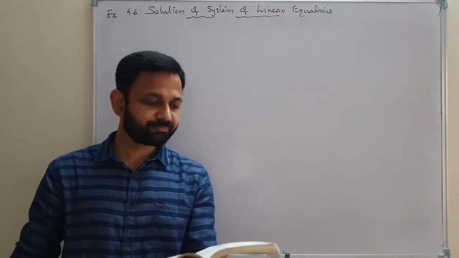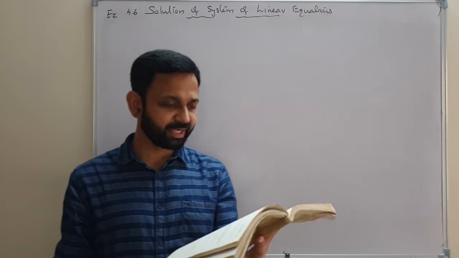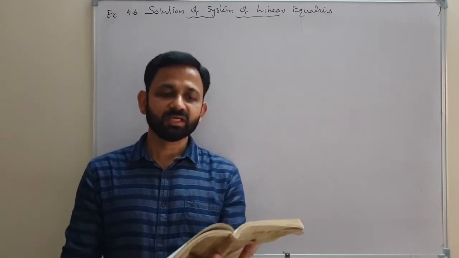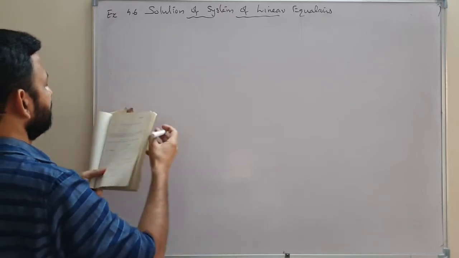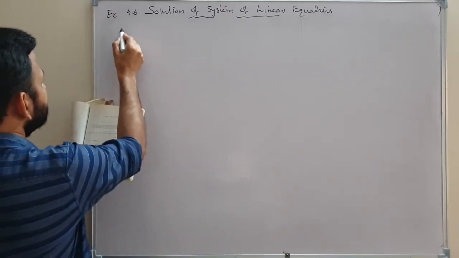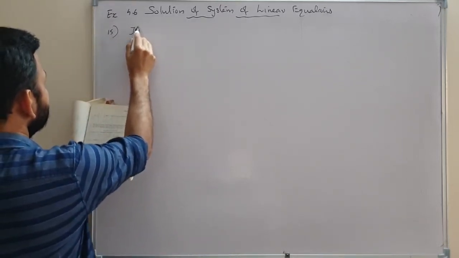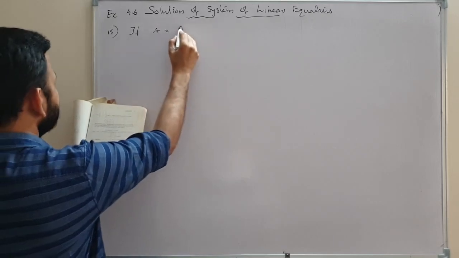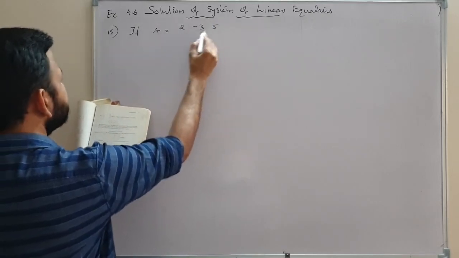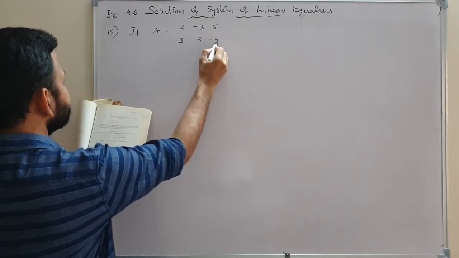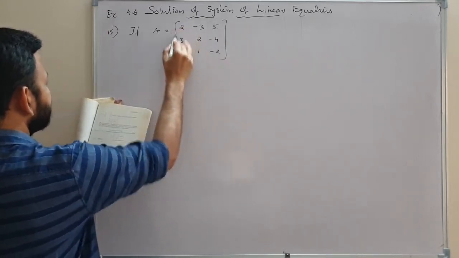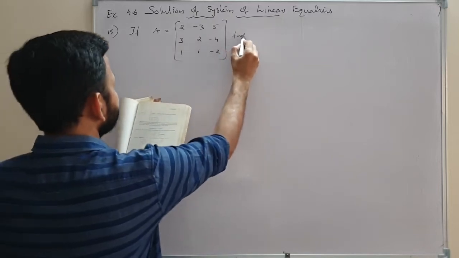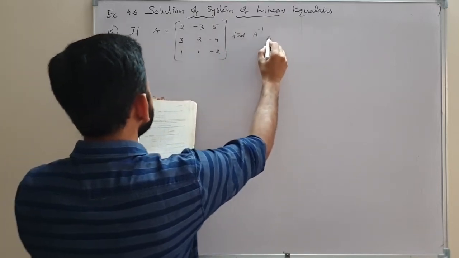Now till the 14th question we can do the same method. Then question number 15. If A is equal to 2 minus 3, 5, 3, 2 minus 4, 1, 1 minus 2, find A inverse.